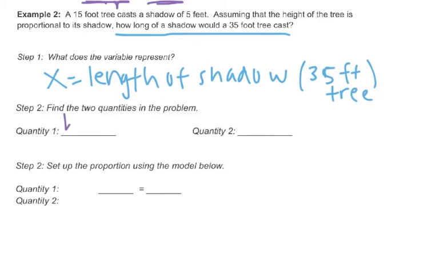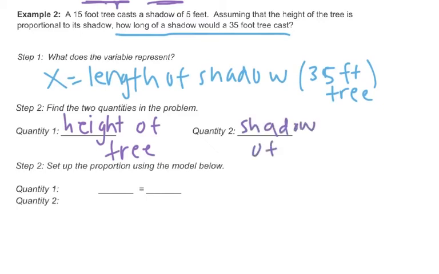So we can say quantity 1 represents height of tree. We can say quantity 2 represents the shadow of the tree. All right, so now we're going to set up a proportion since it said that the height is proportional to its shadow. So quantity 1 was the height of the tree.